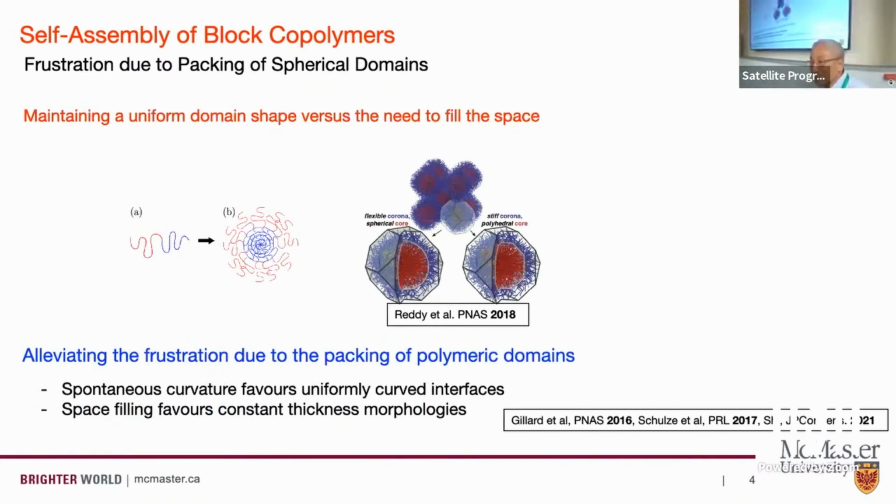Now, with this, actually this is a picture I stole from Greg. There's another set of frustration that comes in, which is the packing frustration. That's really related to the problem we are talking about in this program. The idea here is that if you have a copolymer, they self-assemble to form spherical micelles. Now, if you have lots of these spherical micelles, they are going to pack to form a crystalline structure.